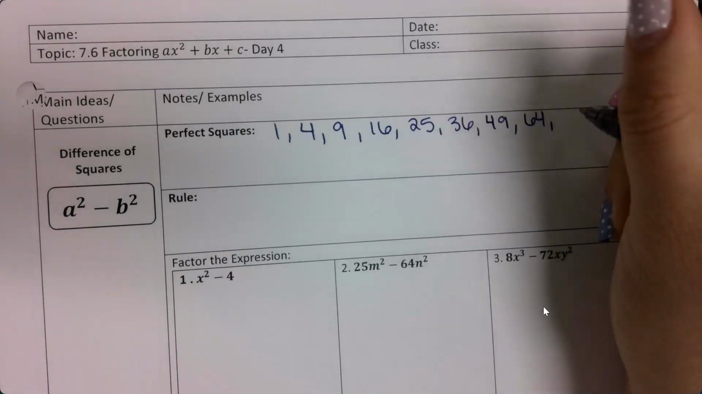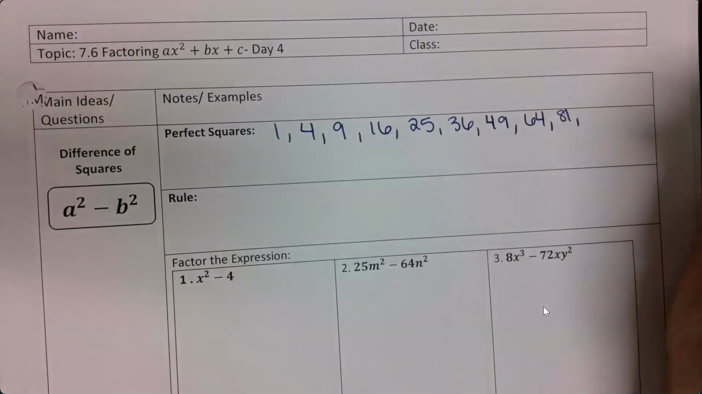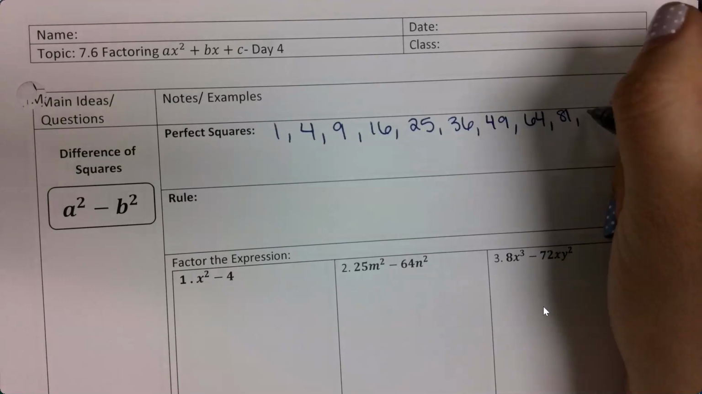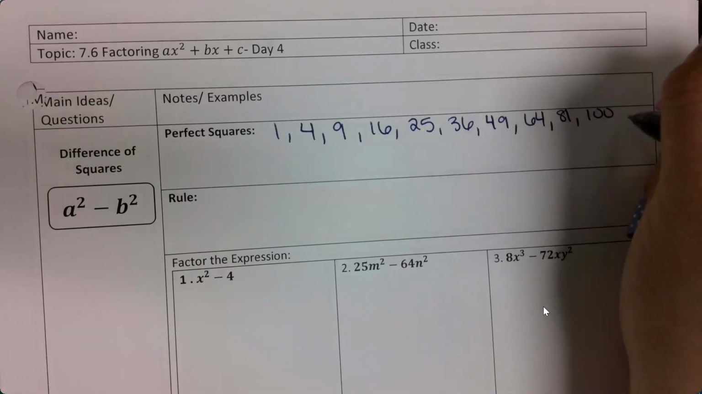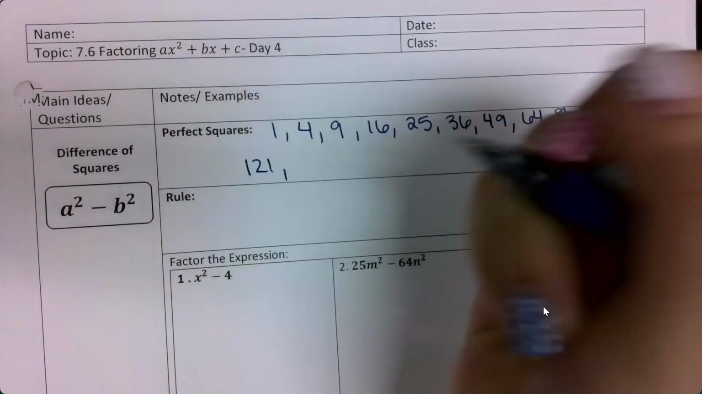9 squared. 81. 10 squared. 11 squared. And 12 squared.